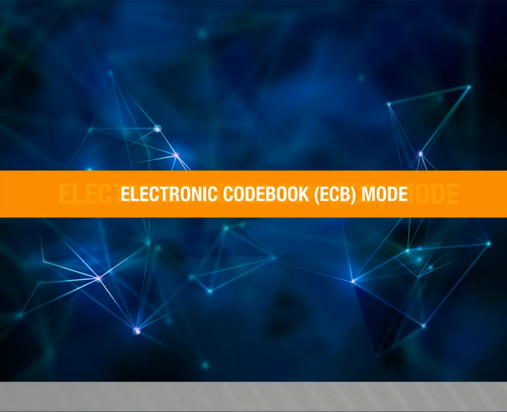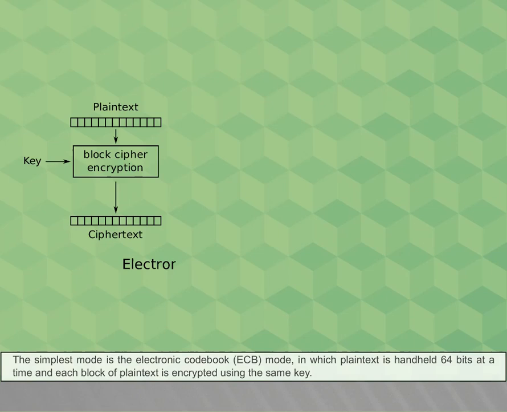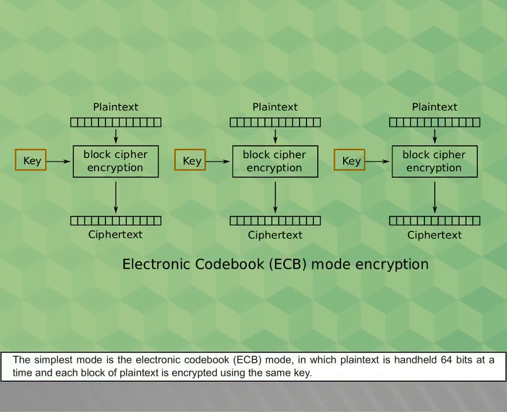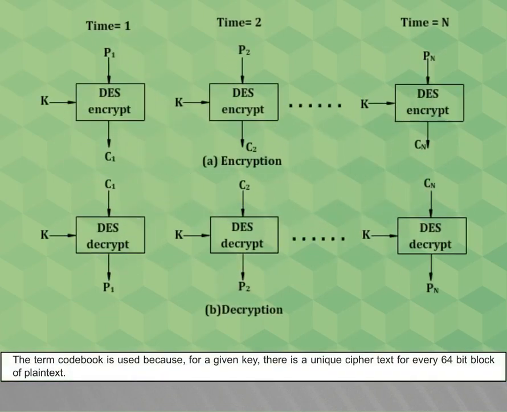Electronic Codebook ECB mode. In this video, we are going to see about electronic codebook, that is ECB mode. The simplest mode is the electronic codebook ECB mode, in which plaintext is handled 64 bits at a time and each block of plaintext is encrypted using the same key. The term codebook is used because for a given key, there is a unique ciphertext for every 64-bit block of plaintext.